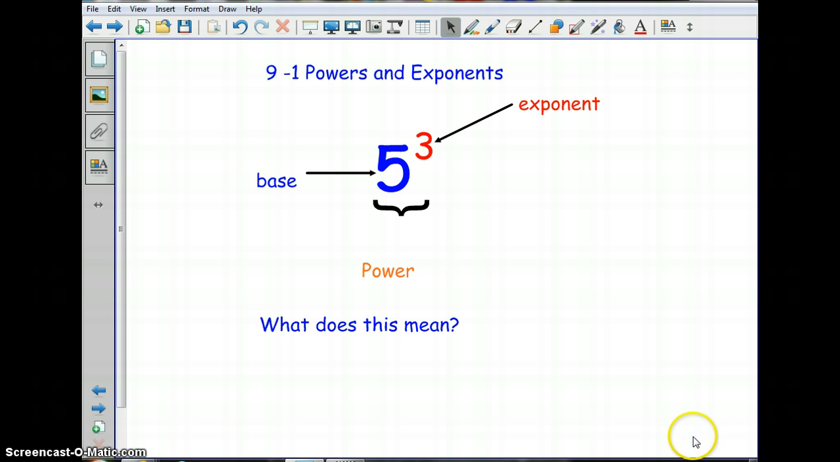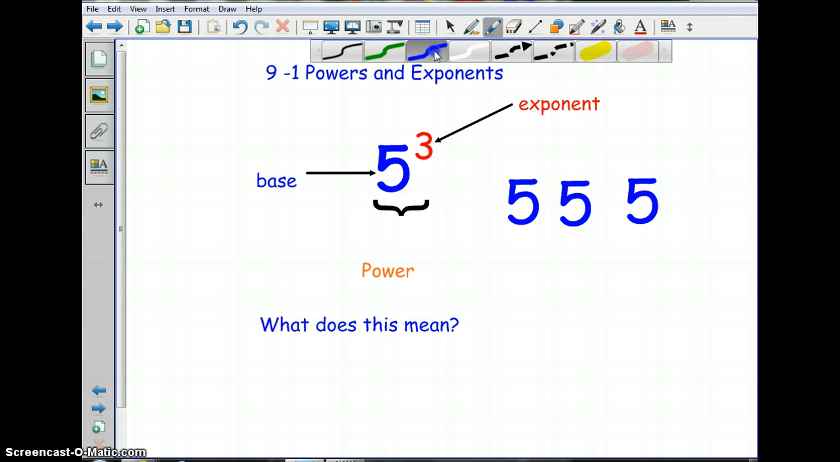Hello, pre-algebra class. We are going to start Chapter 9, Section 1, Powers and Exponents. If you recall, a power is a number that has an exponent attached to it. And the exponent is a small number. The base is the big number. So if we have 5 to the third power, it means 5 times 5 times 5. It does not mean 5 times 3.